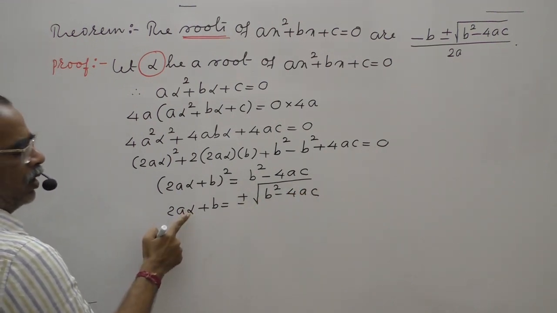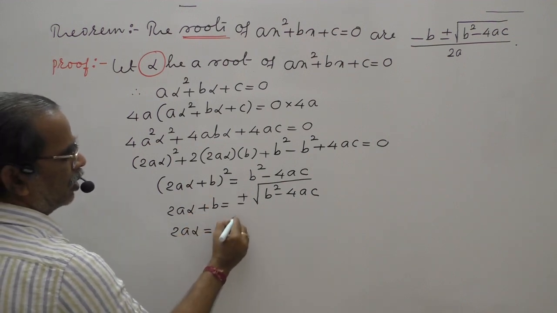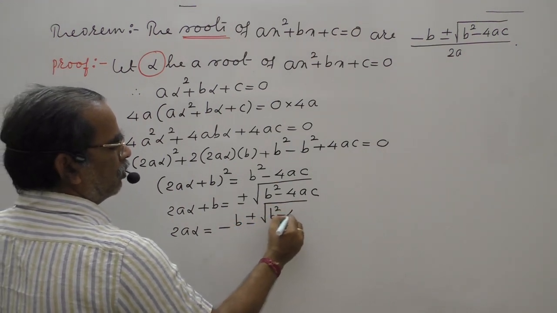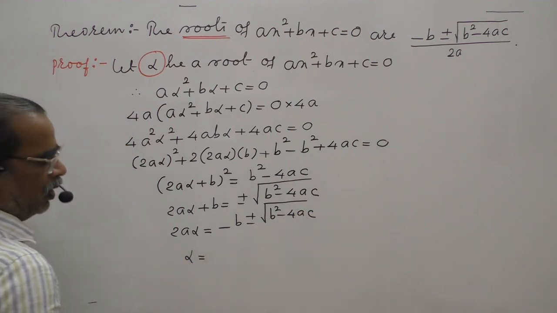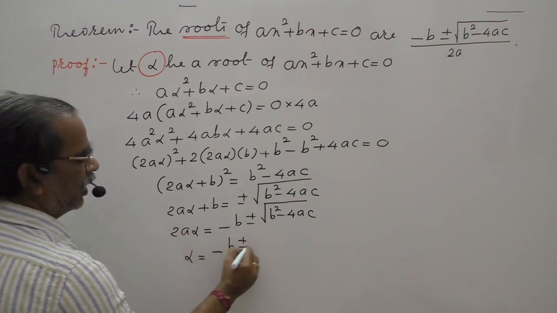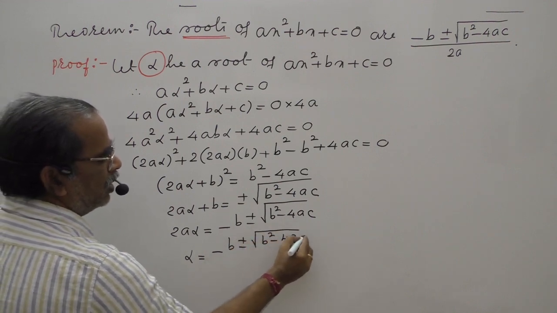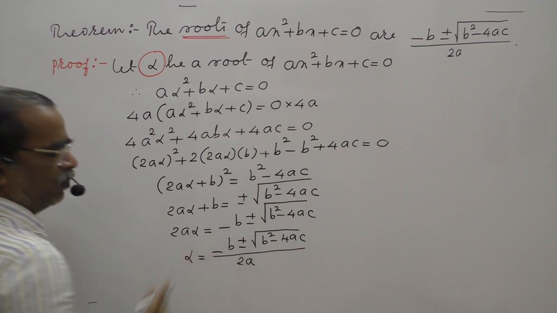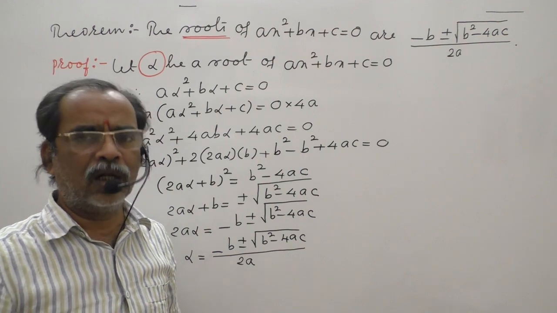We have to find alpha. So to separate alpha, 2a alpha is equal to, you write b also on the right side, it becomes minus b plus or minus root over b square minus 4ac. So this implies alpha is equal to, here 2a is multiplying. If you write on the right side, it divides. Minus b plus or minus root over b square minus 4ac, whole divided by 2a. So by taking plus, you will get one root. By taking minus, another root.